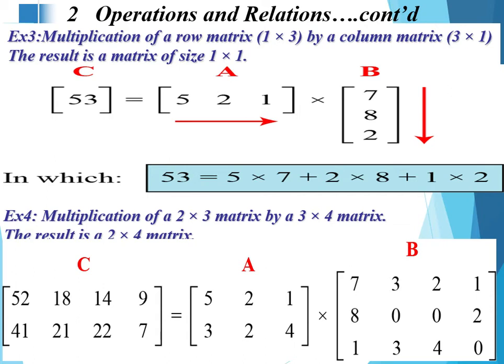We can multiply two matrices of different size if the number of columns of the first matrix is the same as the number of rows of the second matrix. If A is an L into M matrix and B is an M into P matrix, the product of the two is matrix C, of size L into P.